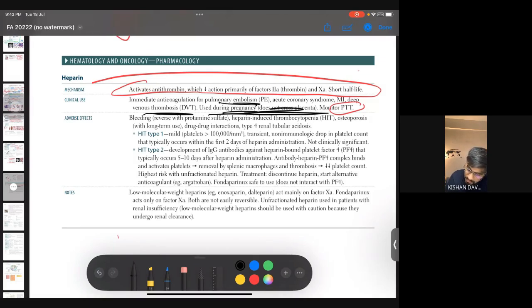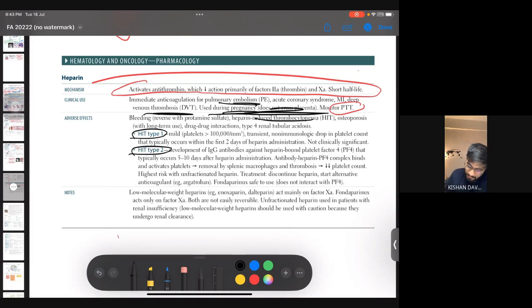Heparin induced thrombocytopenia, HIT type 1 and HIT type 2. We discussed that if heparin appears in the case, what will be your answer? Either heparin induced thrombocytopenia or the second one, antithrombin deficiency. These are the two cases when you have to be alert when heparin is given.